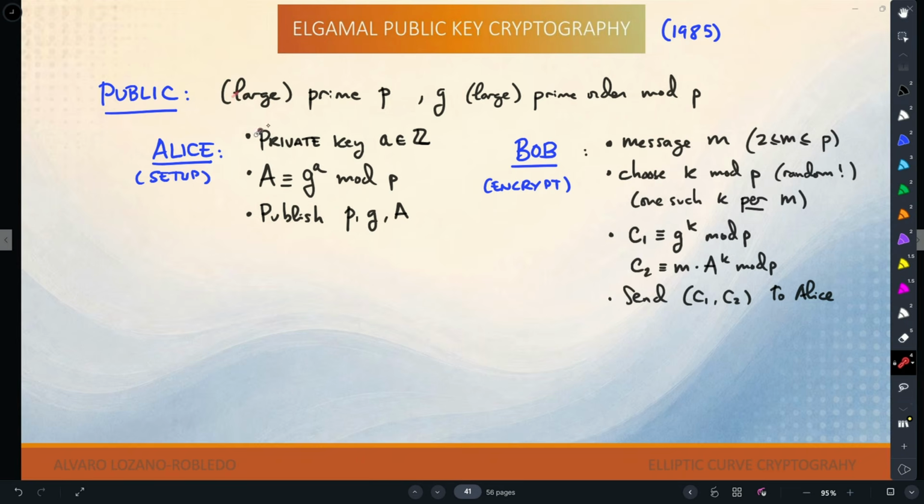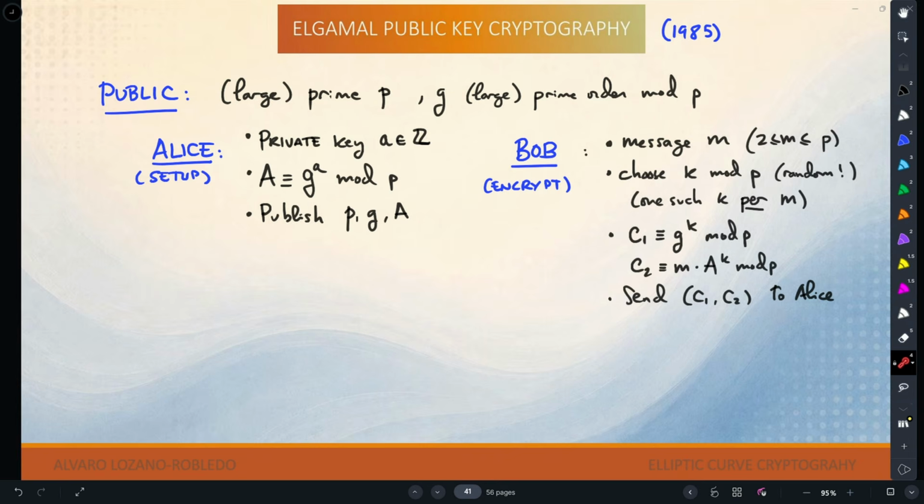So you take a prime, again, a very large prime. G is, again, of a large prime order. Alice is going to set up. So this cryptography is, again, based on Alice being, I don't know, a credit card company. Alice is American Express. And you are going to communicate to Alice, right?